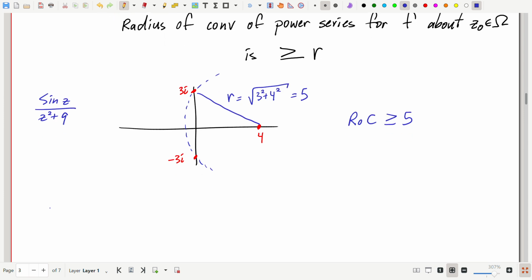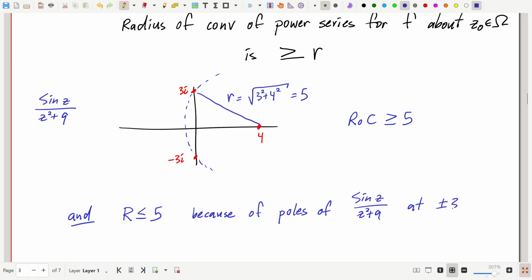Okay, so it's important to say r is less than or equal to 5 because of the singularity, because of the pole. Now we know about singularities. That's a pole of sine z, poles actually, at plus or minus 3i.